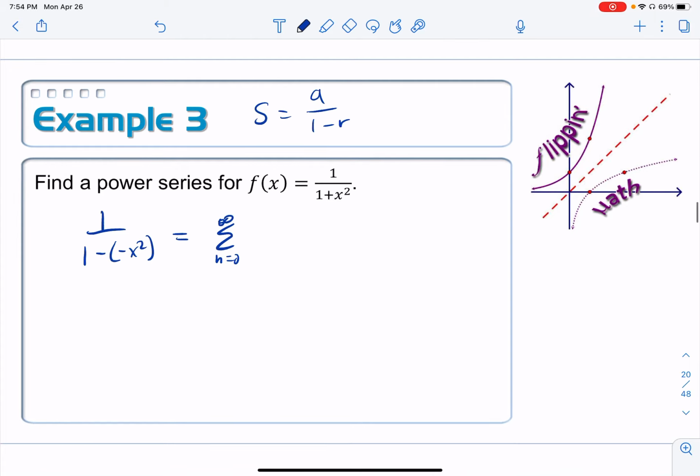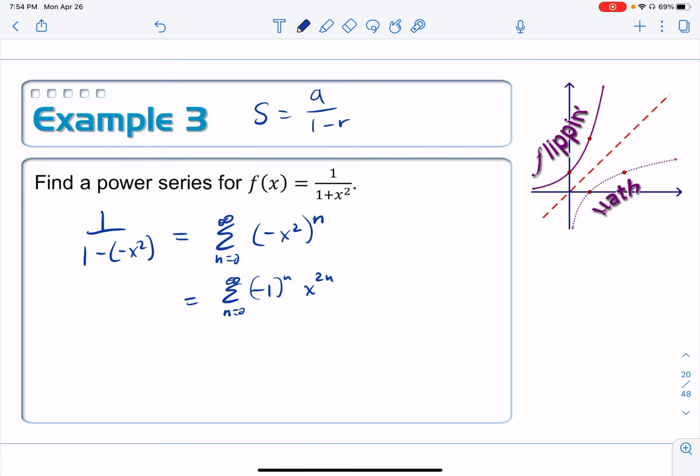Our first term is 1. I'm not going to write it down. Common ratio, negative x squared to the nth power. Power to a power, you're going to multiply those exponents. But again, think of this as a negative 1 that's in there that also gets that nth power. So I have negative 1 to the nth power, and then I also have x to the 2n power. Okay, all right.